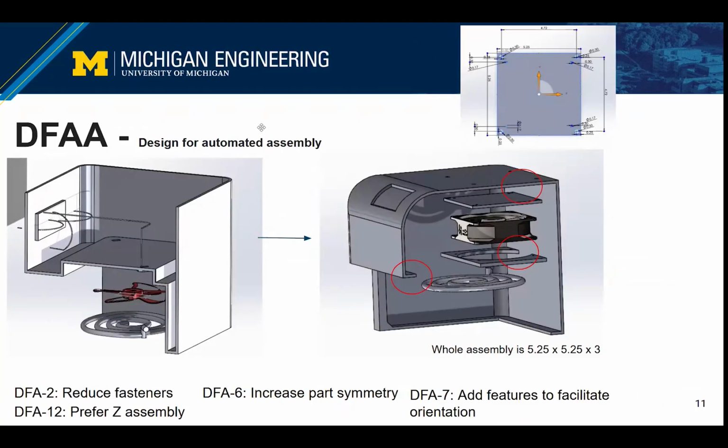And then for the design for automated assembly, we took this whole housing and completely gutted and overhauled it. Originally, it was bolted all the way through, and the fan and heating element were attached to the indoor ceiling of this housing. We removed that ceiling to make it easier to manufacture, and it also allowed for Z-insertion assembly by just putting bolt holes through everything and aligning it that way, making it a lot easier to facilitate orientation and also increasing part symmetry. And we reduced fasteners because there are fewer wires and such in here.